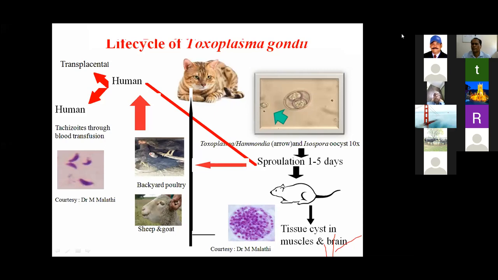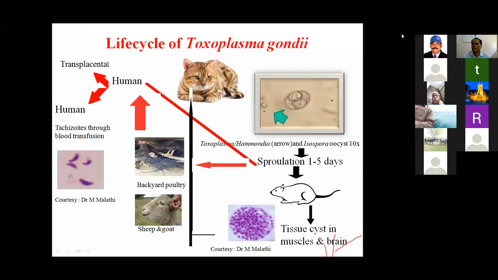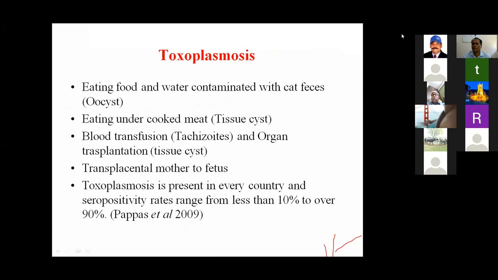But a female, when she gets pregnant, this Toxoplasma immediately infects the fetus. And that is an important point. It infects the fetus and causes damage to the fetus. I'll be dealing with congenital toxoplasmosis in the next slides. So how can we get the infection? Toxoplasmosis in human, we can get by eating food and water contaminated with cat feces, wherein we get sporulated oocysts. Eating undercooked meat, we get the tissue cyst, that is bradyzoite. Blood transfusion and organ transplantation, we get tachyzoites as well as bradyzoites. Transplacental, mother to fetus, it also moves from mother to fetus in pregnancy.